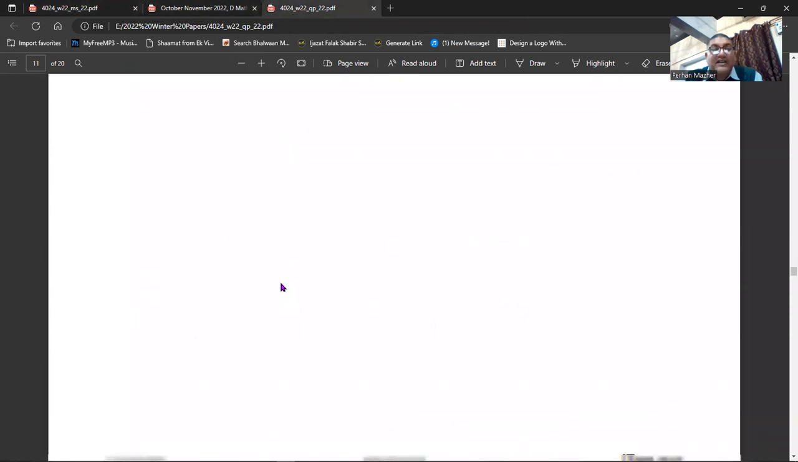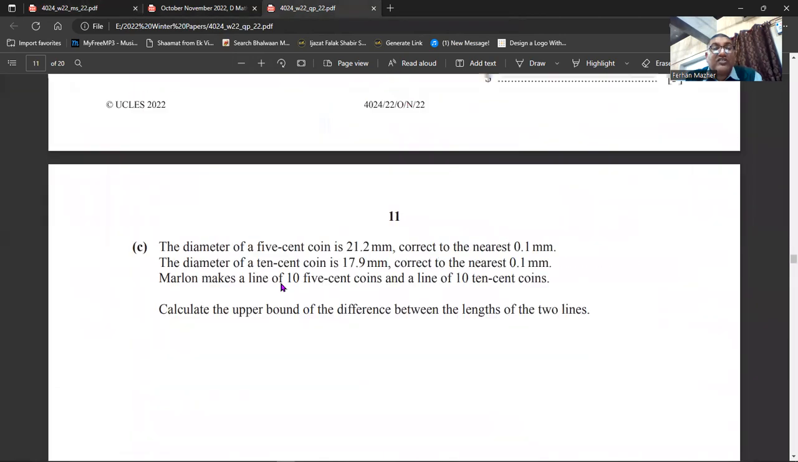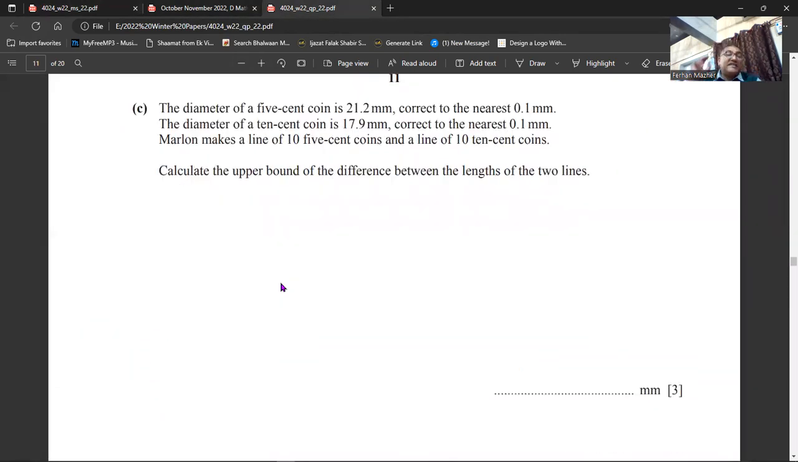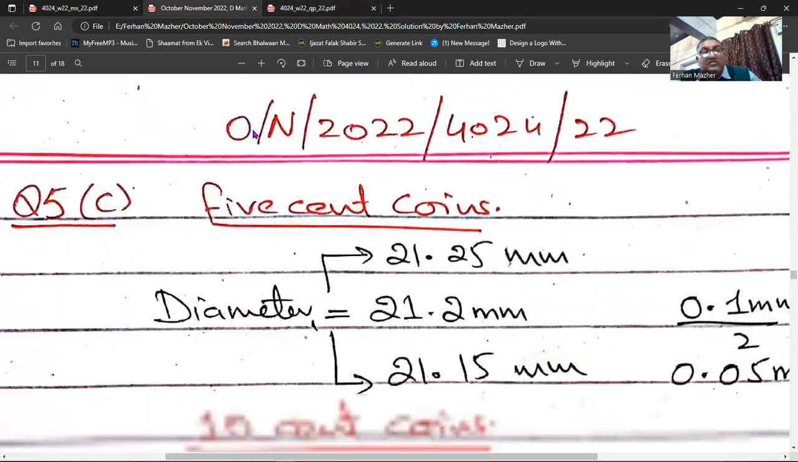So we have question number 5, part C. He says the diameter of the 5-cent coin is 21.2 millimeter, correct to the nearest 0.1 millimeter. The diameter of the 10-cent coin is 17.9 millimeter, correct to the nearest 0.1 millimeter. Marlon makes a line of 10 5-cent coins and a line of 10 10-cent coins. Calculate the upper bound of the difference between the lengths of the two lines. The diameters are correct to 0.1 millimeter. So let me show you my solution.